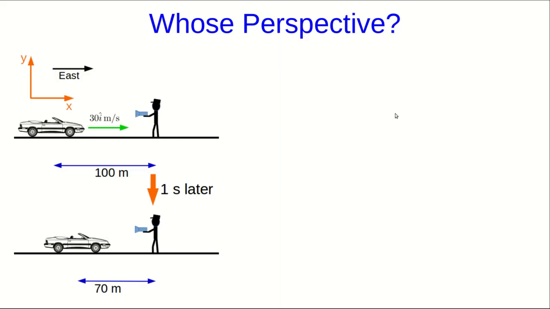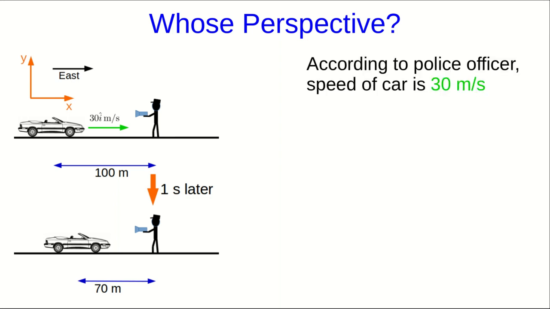Let's finish up by talking about perspective. Suppose a car is driving along at 30 meters per second, and it's 100 meters away from a police officer who's using a radar gun to measure its speed. The radar gun just measures the distance at different times and then does a simple distance traveled by time calculation to arrive at a speed. So in 1 second, the car goes from 100 meters away to 70 meters away, and I think you'll agree that according to the police officer, the speed of the car is 30 meters per second.